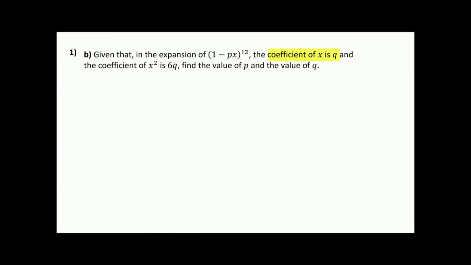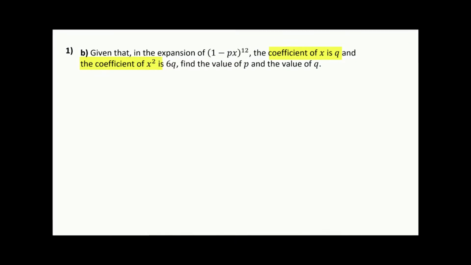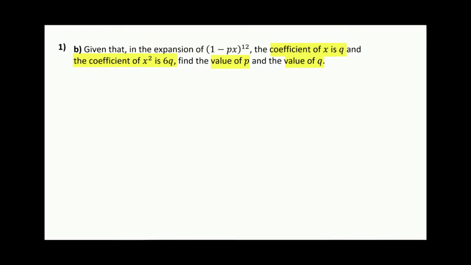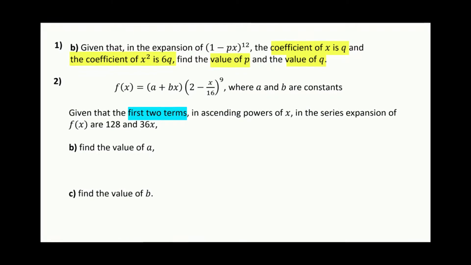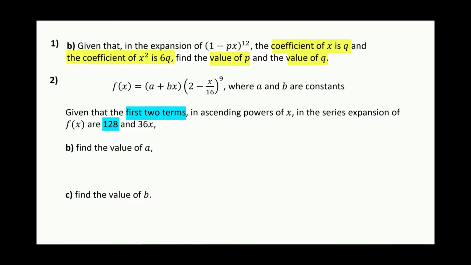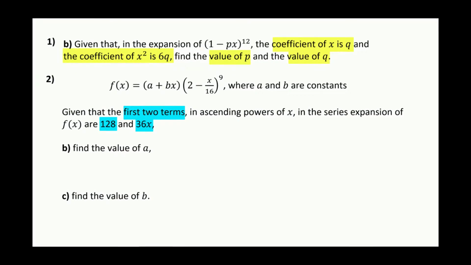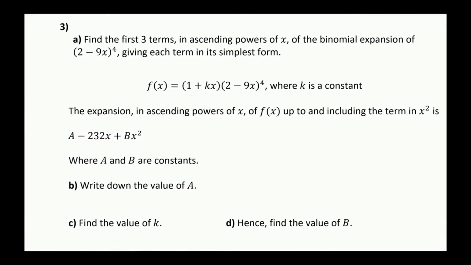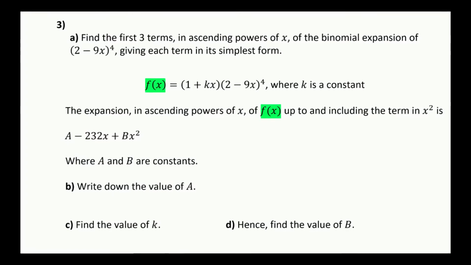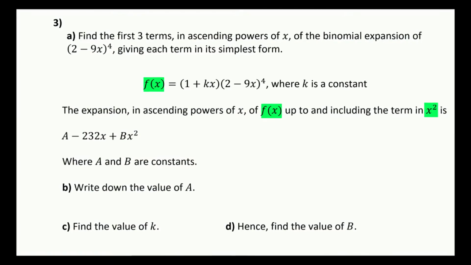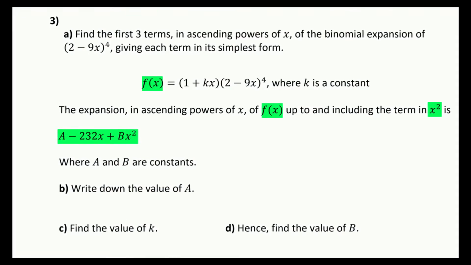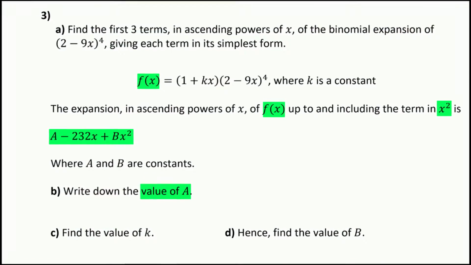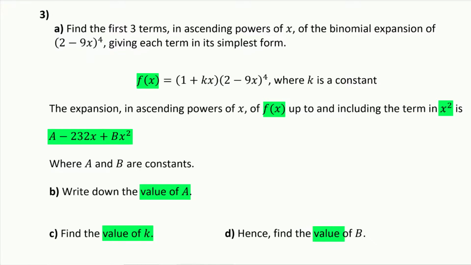Given that the coefficient of x is q and the coefficient of x squared is 6q, find the value of p and the value of q. Given that the first two terms of f of x are 128 and 36x, find the value of a. Find the value of b. The expansion in ascending powers of x of f of x up to and including the term x squared is a minus 232x plus bx squared.